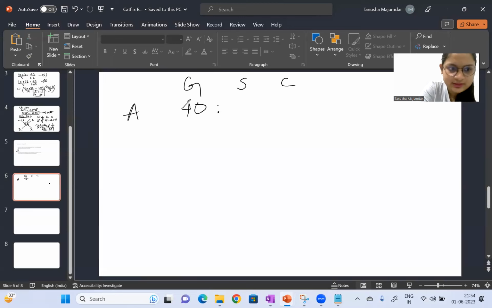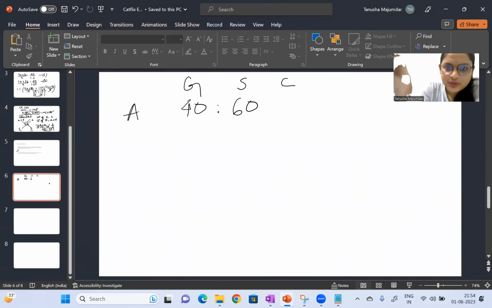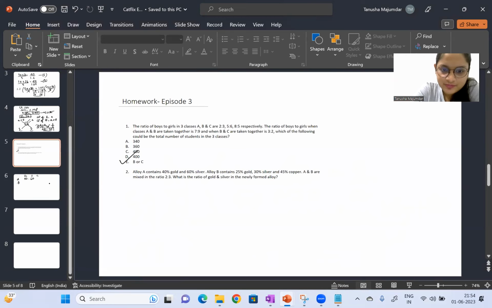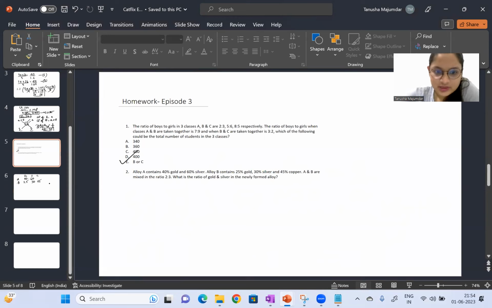40% gold and 60% silver. So there are two ways. You can either reduce them into the lowest possible ratio, or you can do this as well. And then you have B, which is 25 gold, 30 silver, and 45 copper. Okay, now what is your question?